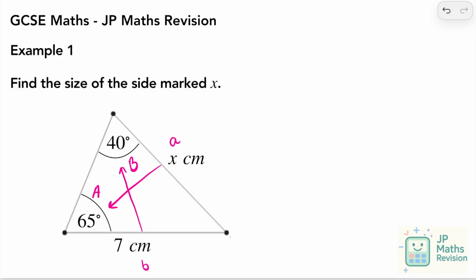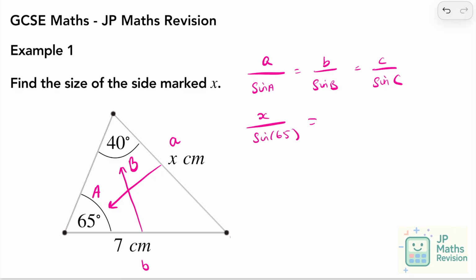Since we're trying to find a missing side, I'm going to use the version of the sine rule that states that a over sine A equals b over sine B equals c over sine C. So if I just sub in the values I have, x over sine 65 equals b, so 7 over sine 40. And that's all I need for now.